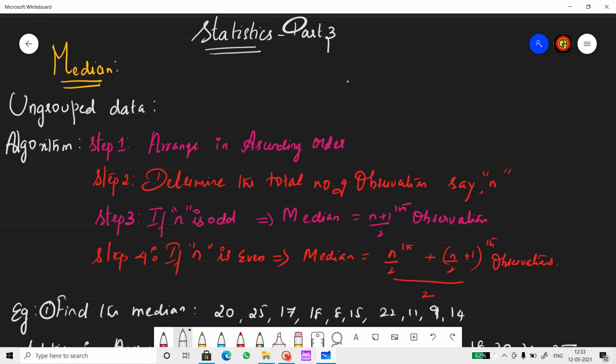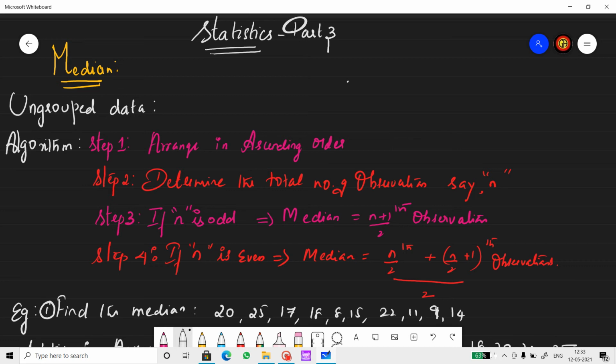Now, the algorithm to find the median for the ungrouped data. But before that, what is median? The median is the middle term of the distribution. Median is nothing but the middle term of the distribution. That means the median of a distribution is the value of a variable which divides it into two equal parts. Alright, now let's get into the sums.